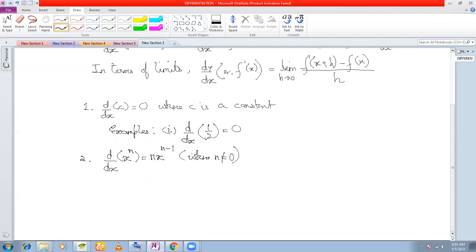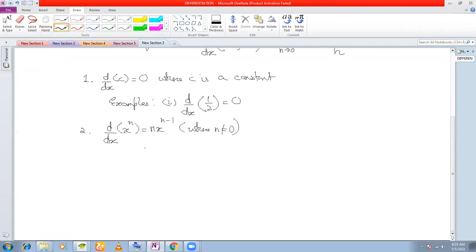All this, d/dx of x to the power of n is equal to n x to the power of n minus 1, can be shown from limits. We'll see later why d/dx of x to the power of n is equal to n x to the power of n minus 1. We can derive this from limits, which we'll see later. So, examples.